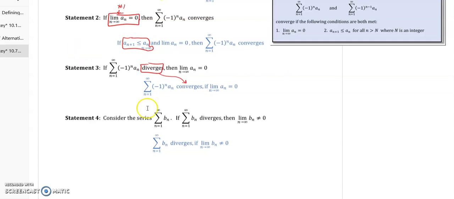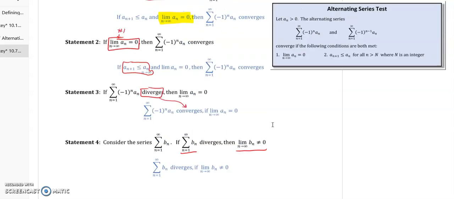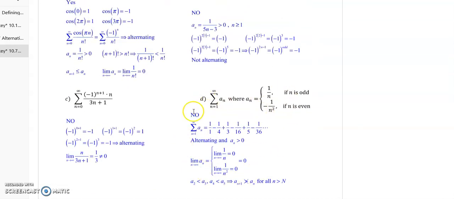And finally, statement number 4 says that if a series diverges, then it is automatically true that the limit does not equal 0. If we go back to one of our previous examples, we showed a situation with that even and odd problem back in practice 2. It was this problem right here, letter D. In this problem, we showed that the limit can equal 0, but the series doesn't have to converge.